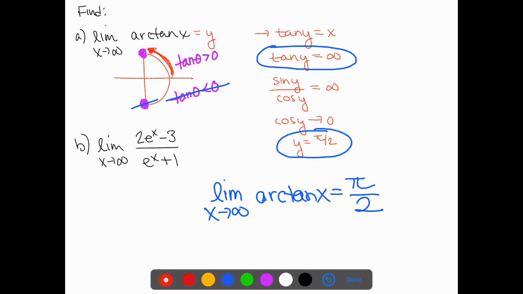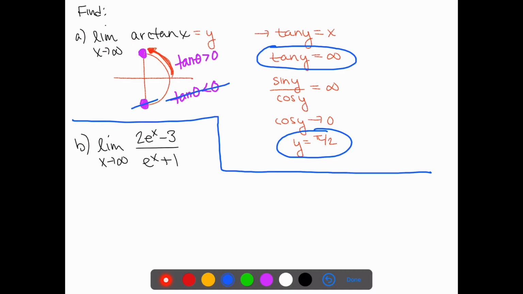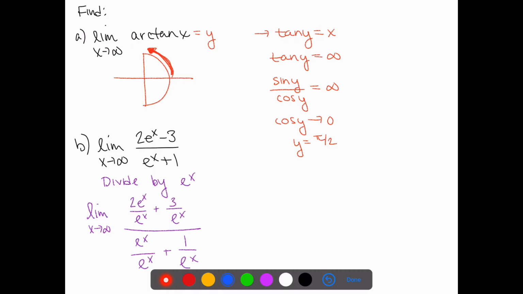All right, let's take a look at example B. If we want to find the limit as x goes to infinity of 2e to the x minus 3 over e to the x plus 1. So let me give myself a little bit more space here. So the first thing I would try is just plug the infinity in, but if we do that, we end up getting an e to the infinity, or infinity over infinity, which is indeterminate.